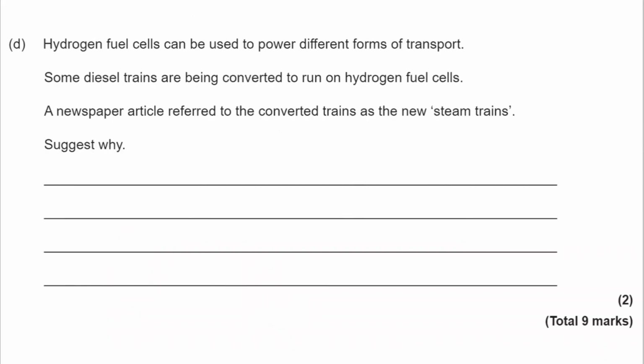And finally, going to part D, hydrogen fuel cells can be used to power different forms of transport. Some diesel trains are being converted to run on hydrogen fuel cells. A newspaper article referred to these converted trains as new steam trains. Suggest why. So it's an application question, but you are basing it around science that you will have read about, that you will have learned.